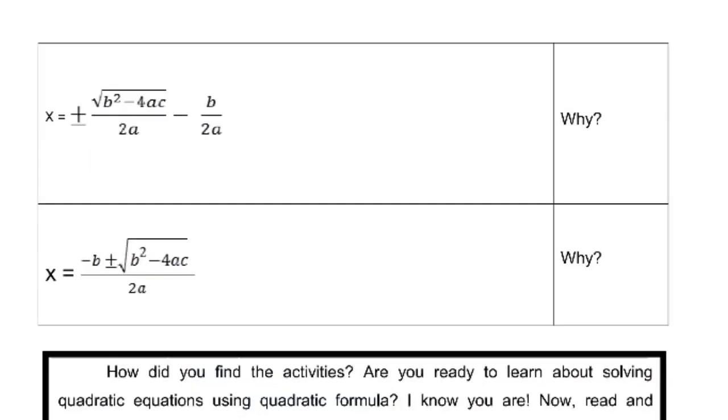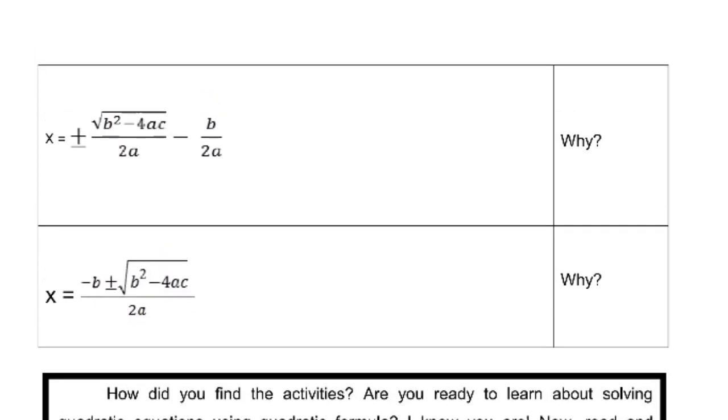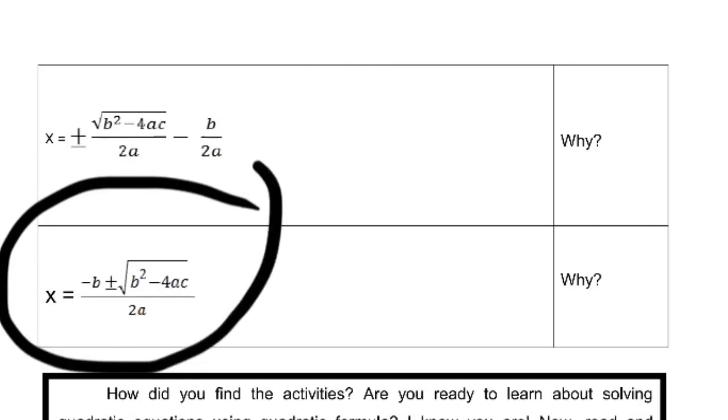Then after this one, we're going to transpose b over 2a to the right side. That is why the answer is x equals positive negative square root of b squared minus 4ac over 2a minus b over 2a. Then combining the two, they have the same denominator. So we can have x equals negative b plus and minus square root of b squared minus 4ac over 2a. This is now the quadratic formula. So we're going to use this one in solving any quadratic equations.